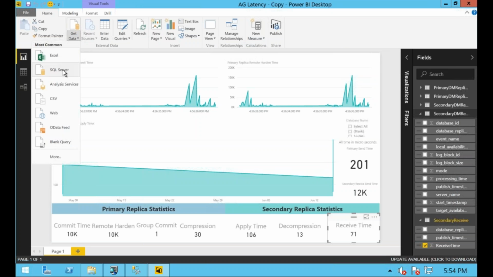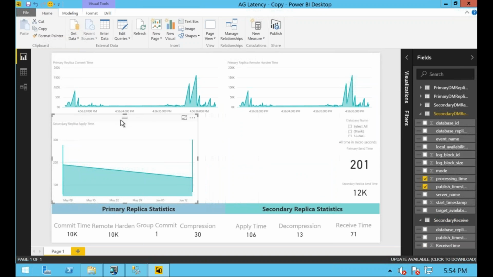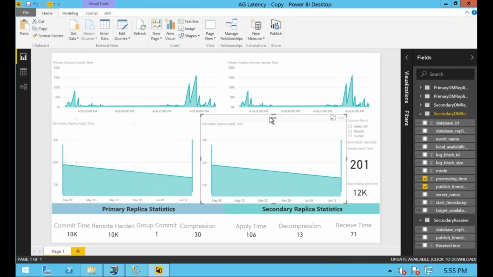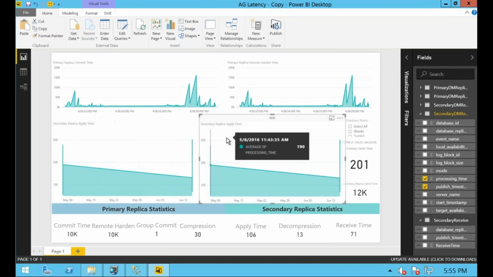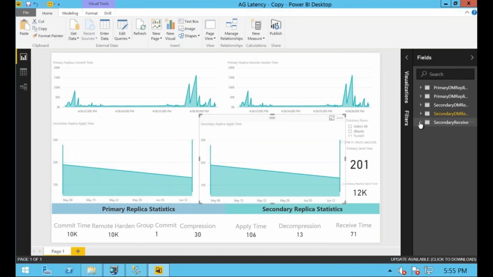I would need to do a get data from SQL Server. The extended event trace needs to be run on each and every replica, and you will need to pull that data into Power BI, and all you need to do is move this over, copy paste another secondary replica window over here, and change the connection. Right now this is pointing to the one highlighted in yellow. You would need to change that to the new data set that's been pulled in. So it's pretty simple to add that.